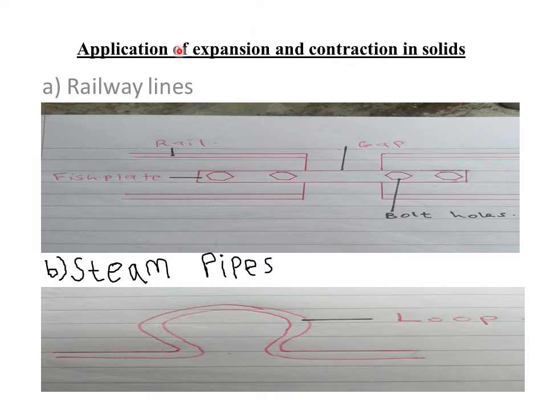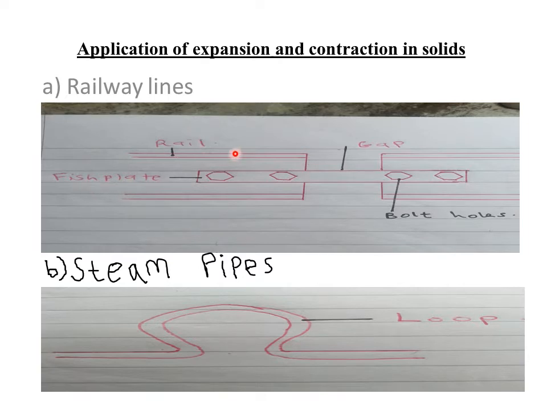So today we are discussing applications of expansion and contraction in solids. We'll start with our first application, which is in railway lines. Here is a typical diagram of a railway line, which I've drawn here. You can see that it has some gaps, some bolt holes which are fitted with bolts. It also has some fish plates and the rail.